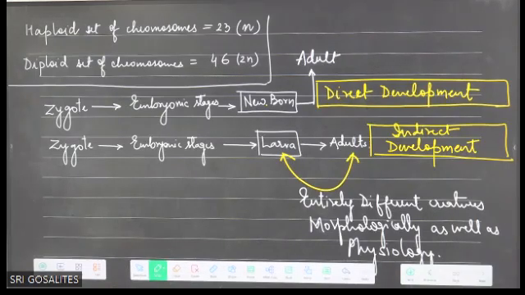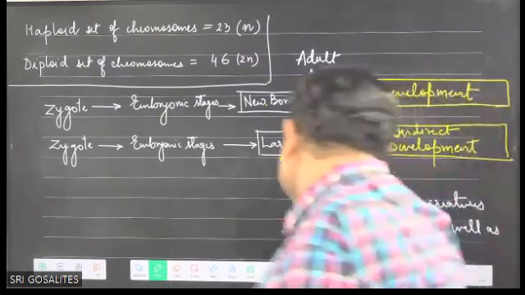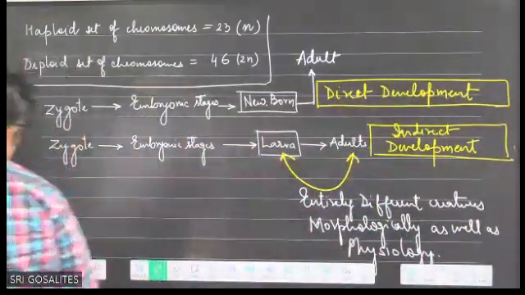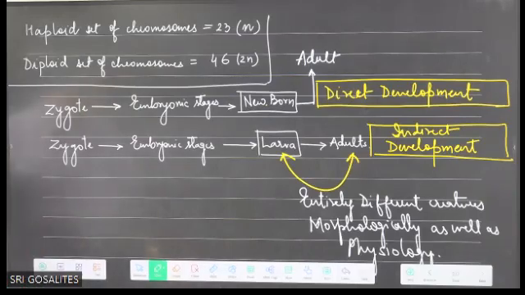Wonderful. Examples of direct and indirect development will come when we do the phylum classification. At that time, you have to learn in which phylum we have direct development and in which phylum we have indirect development. But just think what type of development happens in us, in human beings. It is a direct development.